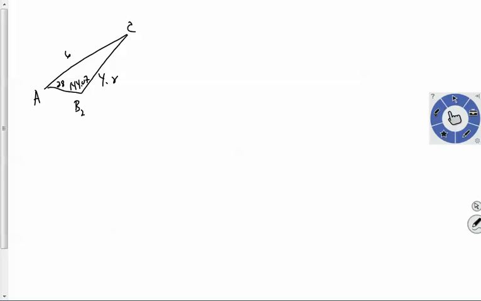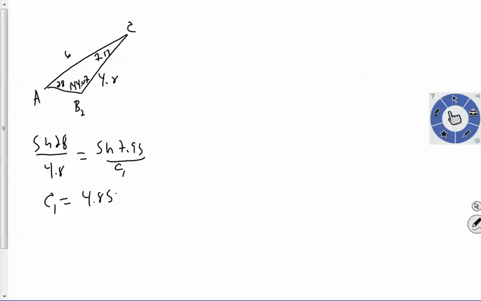So what do I got to do? All right, so I set up sine of 28 over 4.8 equals the sine of, I guess this is going to be 7.93 now, so the sine of 7.93 over C1. And so when you cross multiply, you get C1 equals 4.8 sine 7.93, all over the sine of 28. So C1 is 1.4.